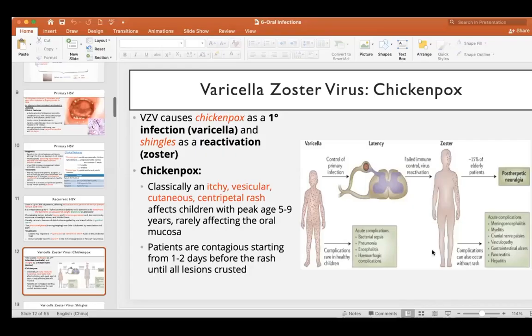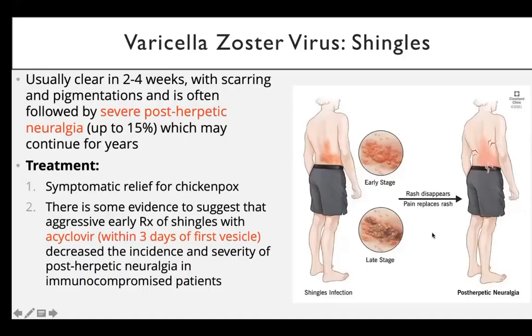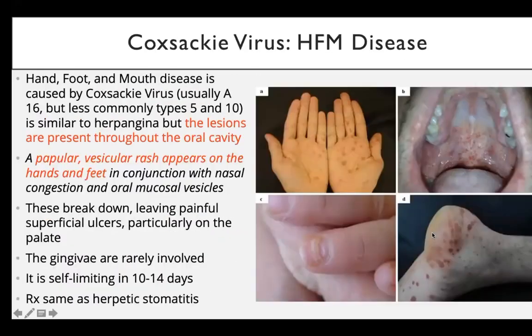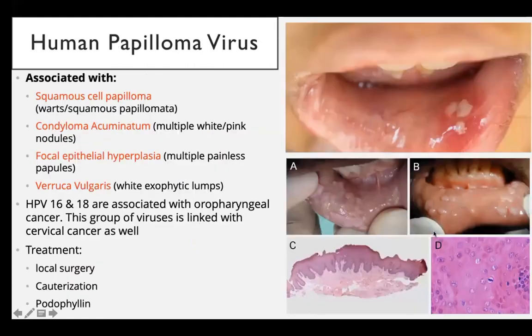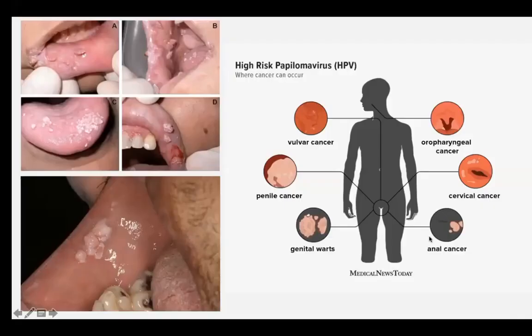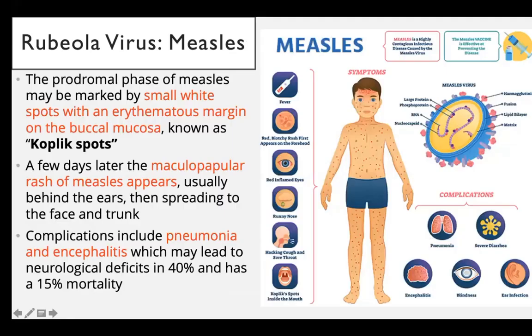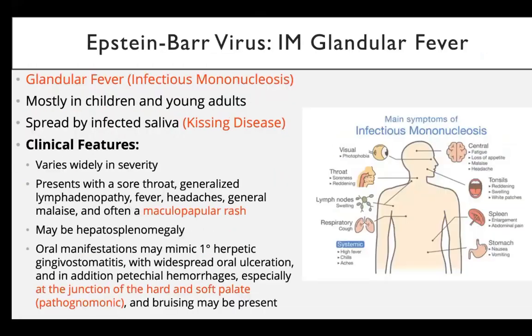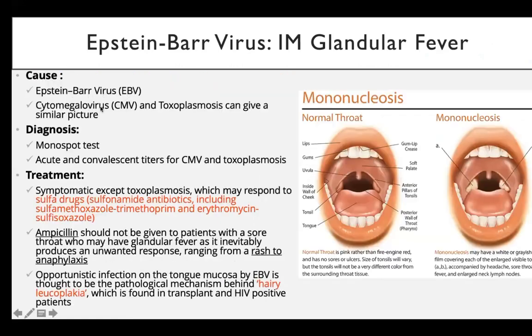So let's continue our discussion. We were discussing HSV, VZV, and then Coxsackie A, herpangina, and HFMD, and then human papillomavirus 8, 11, 16, and 18. Then we had rubeola virus, part of MMR vaccination, measles, and we distinguished between chickenpox and measles and explained glandular fever, how the manifestations are caused by Epstein-Barr virus, and how it gives a similar clinical picture to cytomegalovirus and toxoplasmosis.